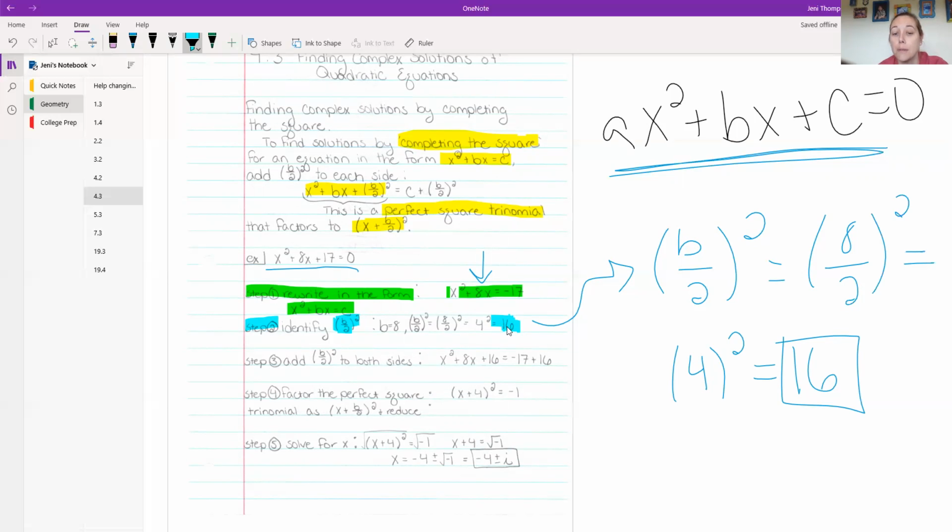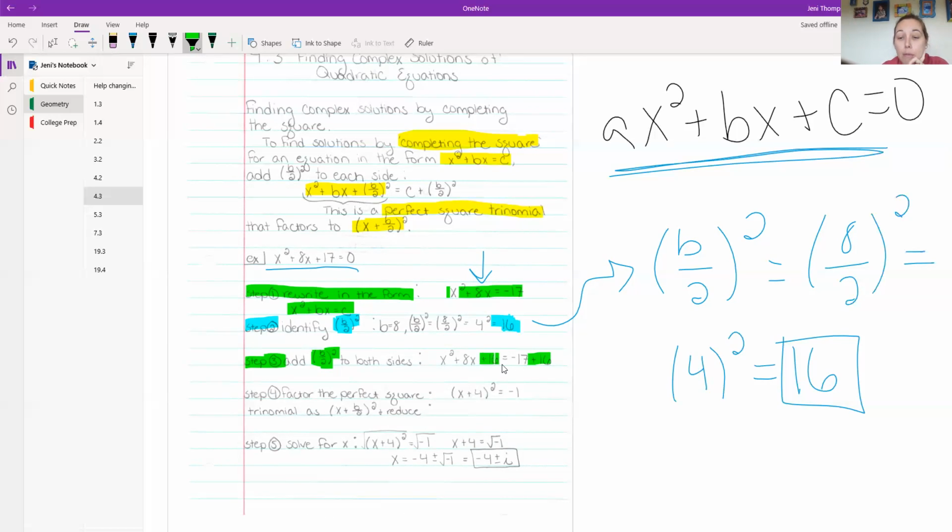So that's our important piece that we're going to add to both sides of our equation. So here, our step three, we need to add this, which was 16, to both sides. So we add plus b over 2 squared to each side. There we go. So now we've got x squared plus 8x plus 16 equals negative 17 plus 16.